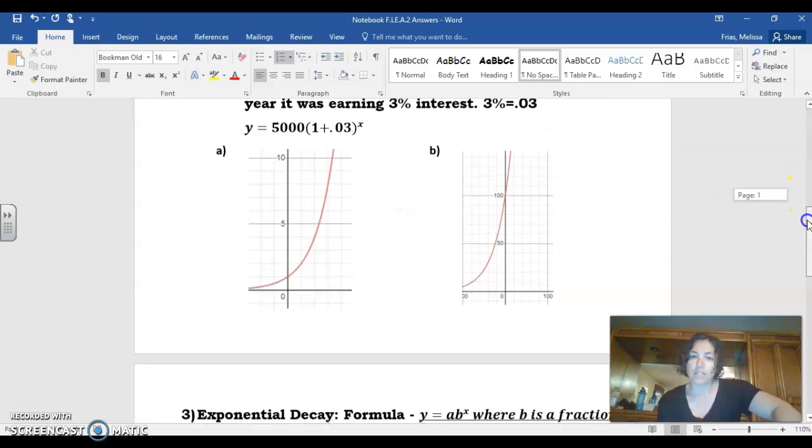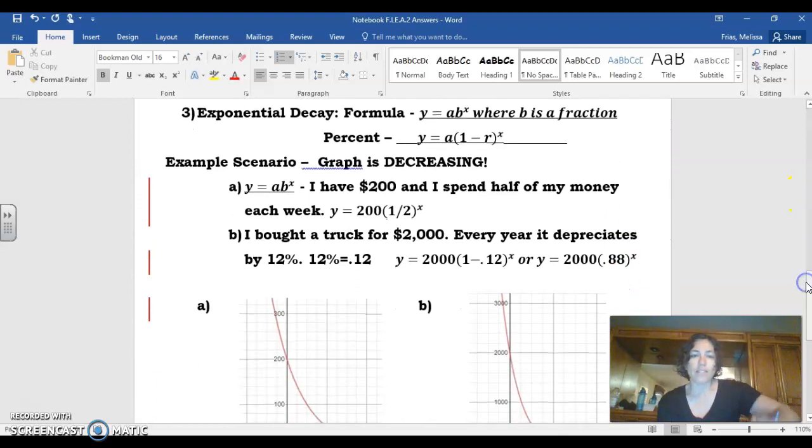Okay, let's go down. Decay just means that it's rapidly decreasing. It's not increasing, it's exponentially decreasing. So just like with the increasing, you have two different formulas. We're going to look at both. This looks exactly the same. There's nothing different except that b is now not a whole number like 2 or 3 or more than 1. It's actually a fraction or a decimal. Any of those put in there and it's going to make sure that it's decreasing. So let's look at this one.